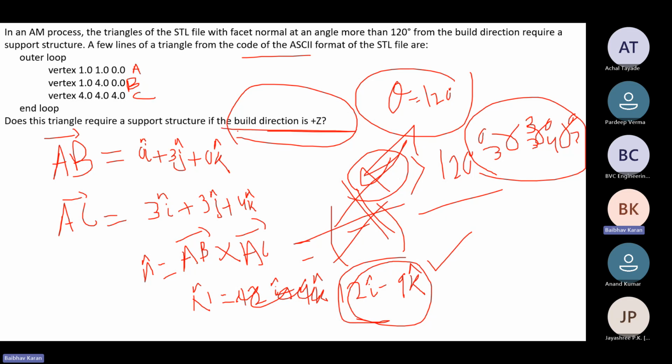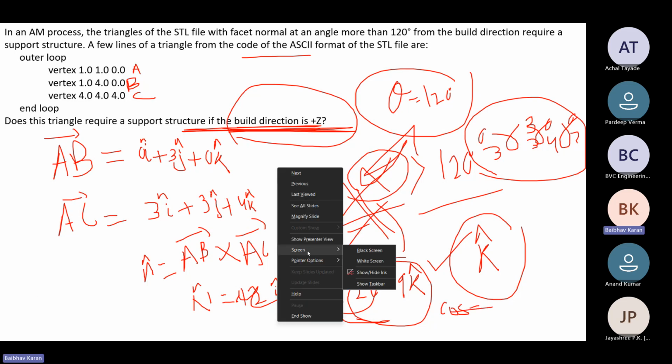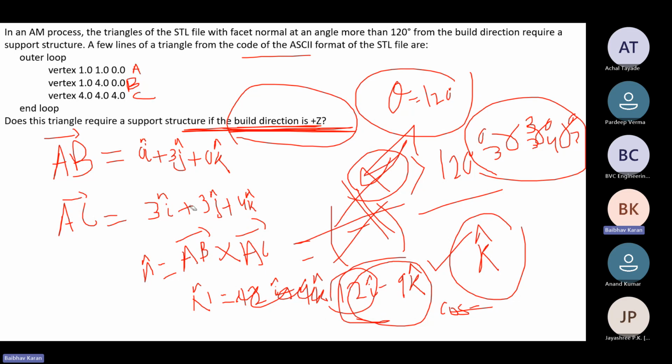Then the question says that the build direction is the Z direction, right? That means we just need to consider the k cap, because the unit vector of Z direction is k cap. So the i cap term is 0 when we take the dot product of this N cap with k cap. So what is the value of cos theta? Sorry, let me just clean something. Eraser, clean this portion.